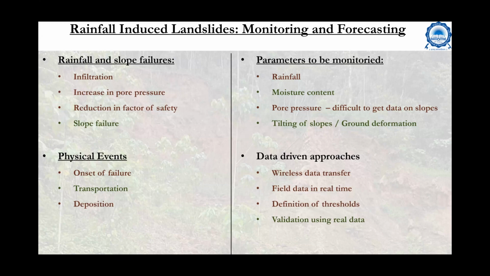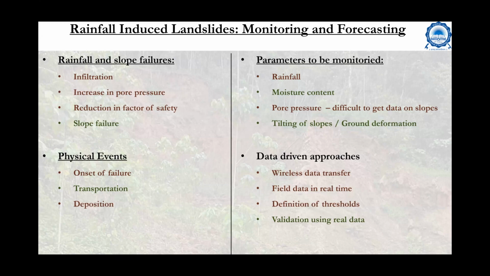So they are not exactly at the surface, they're shallow, 2 meters below the surface of the slope. So we put the tilt sensors, which can measure the tilt in the ground, so that ground deformations can be evaluated and we can validate our thresholds. There are different physical events, like onset of failure, transportation of the mass, and then deposition. So this is the physics of the landslide phenomenon.